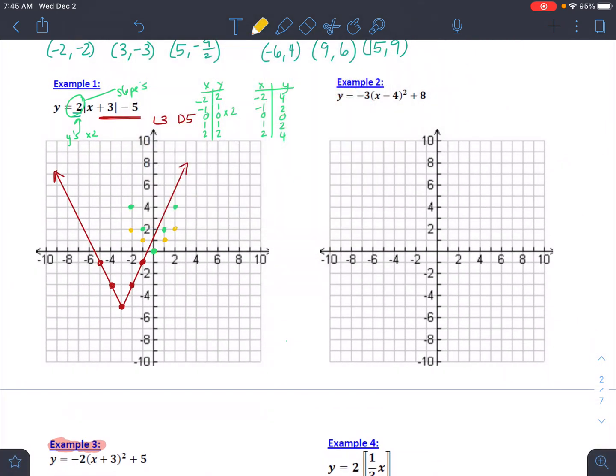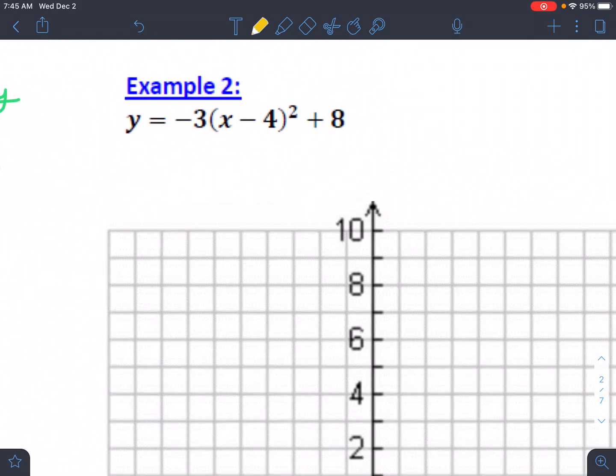Example 2 is a quadratic. Now, you should have been able to graph something like this in Algebra 1. The reason for this is that for a quadratic, an x squared graph, we have this 1a, 3a, 5a pattern. I've mentioned this to you guys. Some of you are like, yeah, I've heard of it. Here's the official lesson on it.